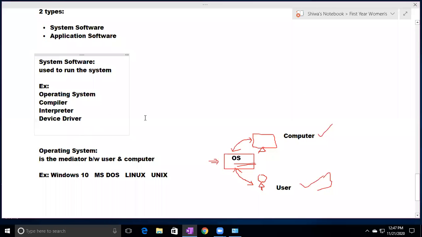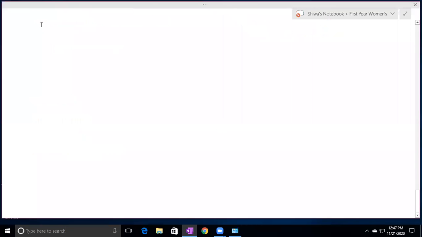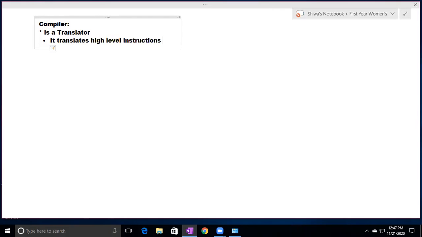Next one is what? Compiler and interpreter. Listen carefully here. What is compiler? Very simple. Try to understand. It is the translator. Compiler is a translator. It translates high level instructions to low level instructions.